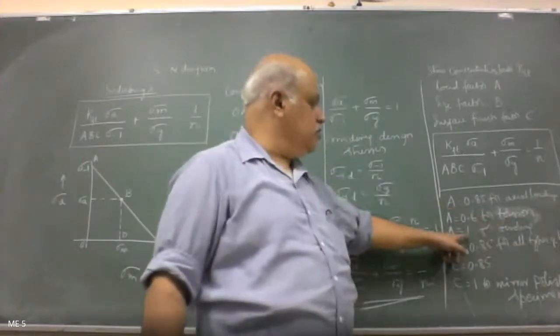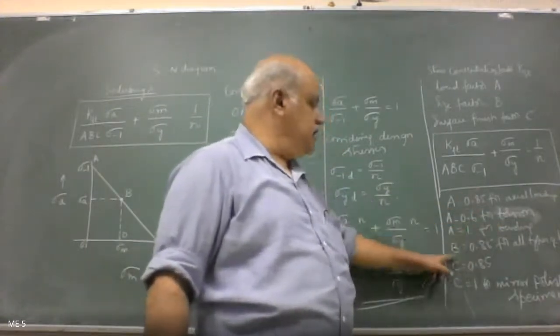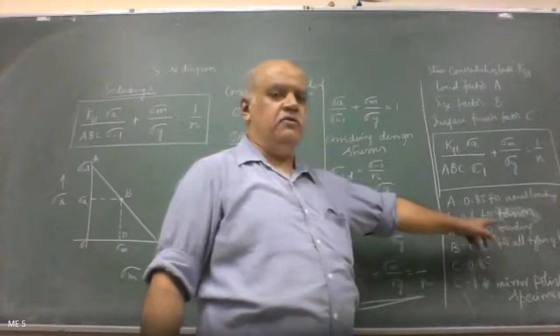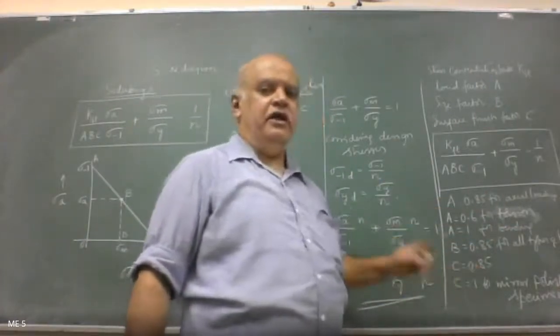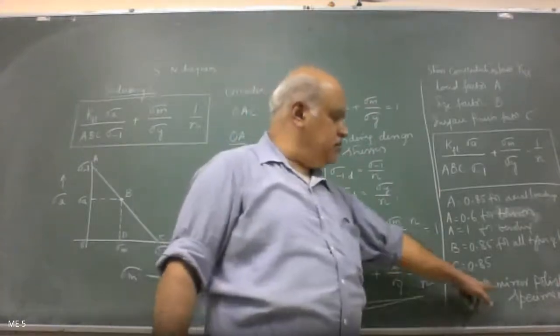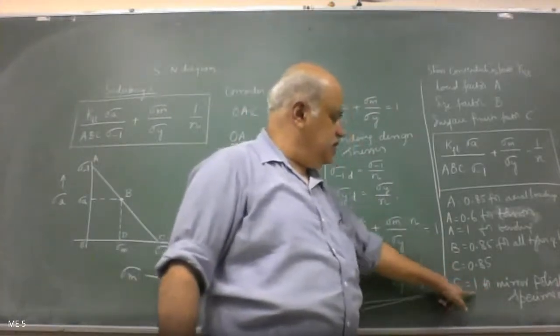Is it okay? That is, A is equal to 0.85 for axial loading, A is equal to 0.6 for torsion, A is equal to 1 for bending, B is equal to 0.85 for all types of loading, whether it is axial, bending or torsion. C is equal to 0.85 except for mirror polished specimen when C is equal to 1.